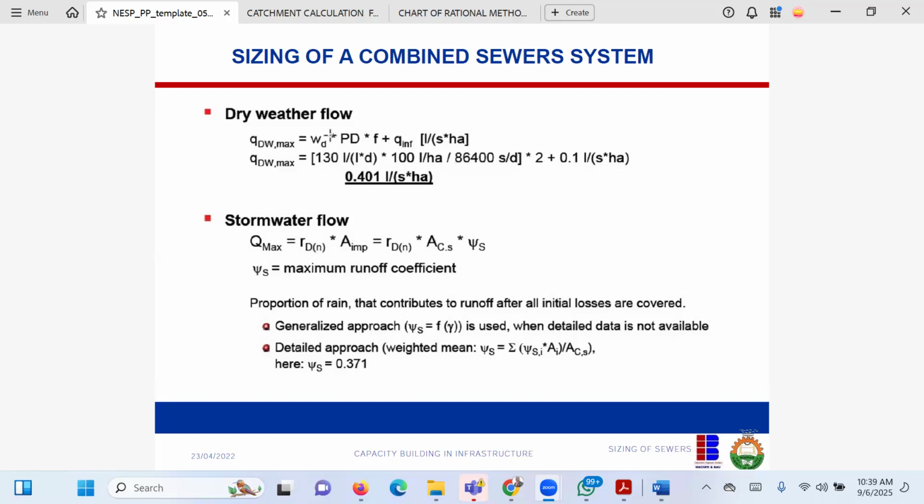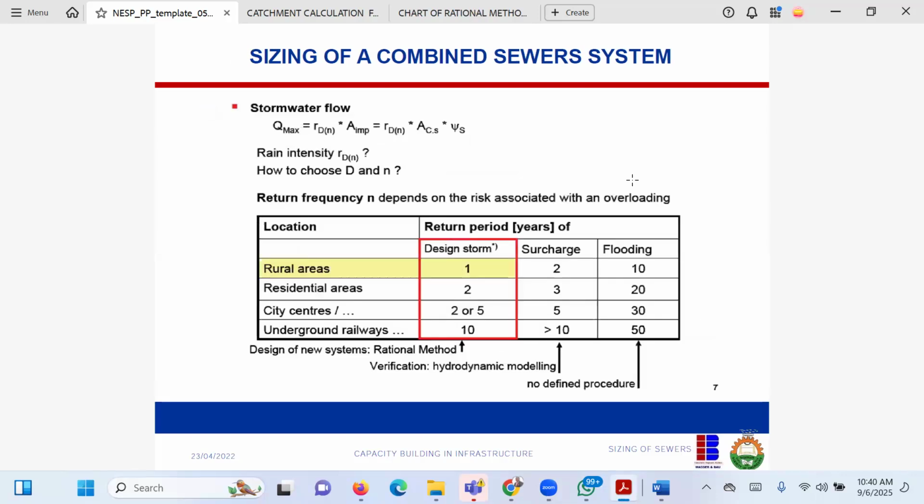So now we've established how to calculate for dry weather flow, which is for sewer. And we've also established how to calculate for stormwater, which is for runoff. So I think the next thing now is for us to say, yes, this is for runoff. Now, how do you calculate rain intensity? And then how do you choose the duration and the frequency? So this table gives you an idea.